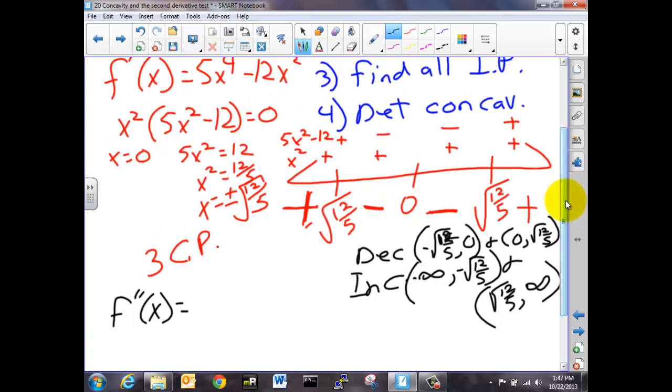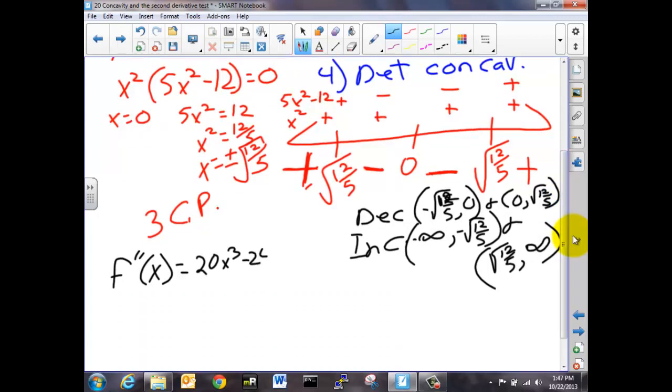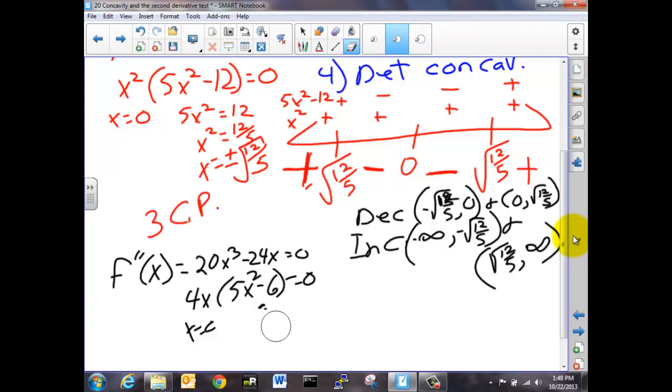So our second derivative is going to be 20x cubed minus 24x. And what can we factor out of that? And we get 5x minus 6 equals 0. So x is 0 and x is 6/5. Oh, it should be, yeah, 5x squared. So all of that I messed up on there. So x is plus or minus the square root of 6/5.